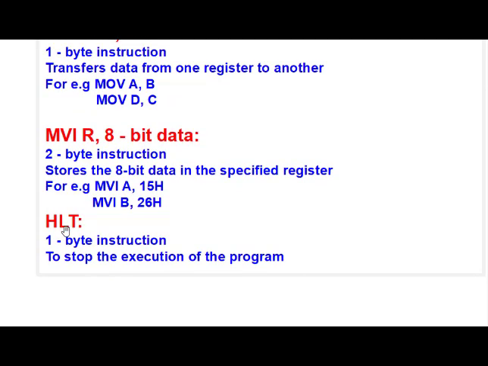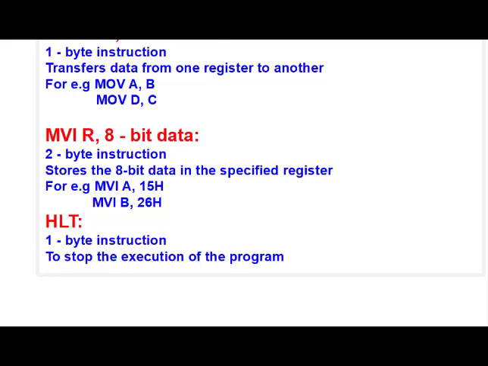Then finally HLT is halt. This instruction halts the execution, when we want to stop the microprocessor from executing. This halt instruction is written at the end of the program. It is a 1-byte instruction. It stops the execution of the program.